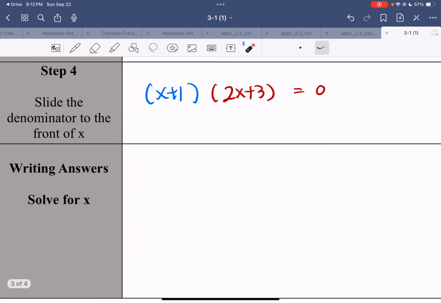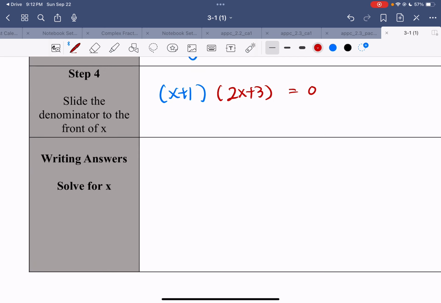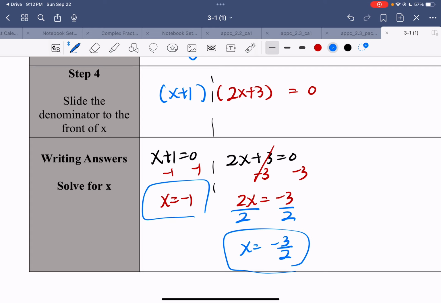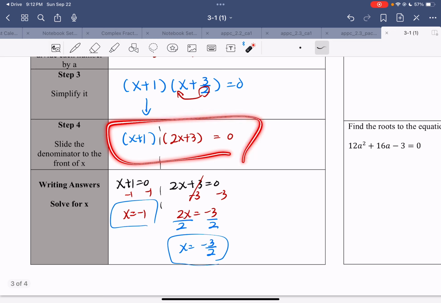Now you have to write the answer, you have to solve. You have to find the solution, which means, as you know, you have to let each factor equal to 0 and then solve it. So the first one is just simple. You just minus 1 on both sides, so you get x equals negative 1. The second one is two-step, minus 3 on both sides, so you get 2x equals negative 3. And if you divide each number by 2, you get x equals negative 3 over 2. So these are the two solutions.